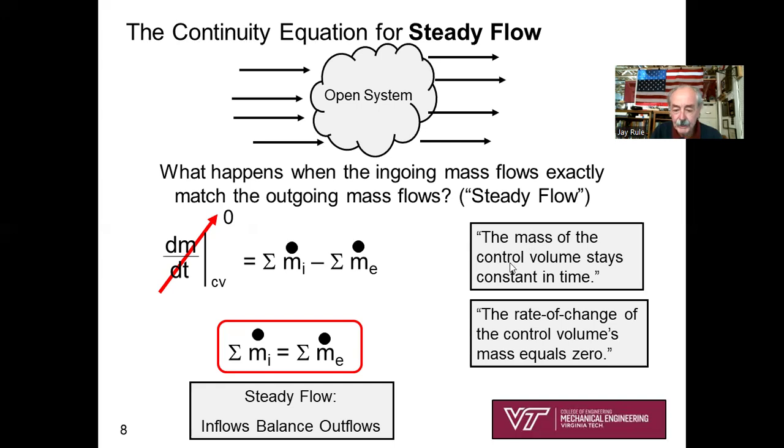Okay, so here we go. It says the mass of the control volume stays constant in time. That means this left-hand side is 0, and the rate of change of the control volume's mass equals 0. That's the scientific expression for the left-hand side of 0. So remember, a statement of steady state, steady flow: the masses flowing in equals the masses exiting. So there's our statement of continuity for steady flow. Pretty simple.